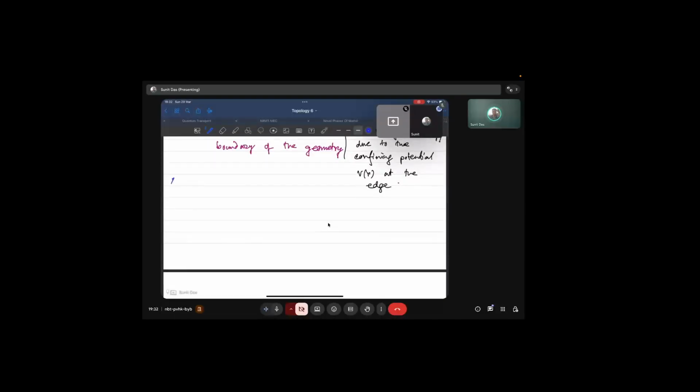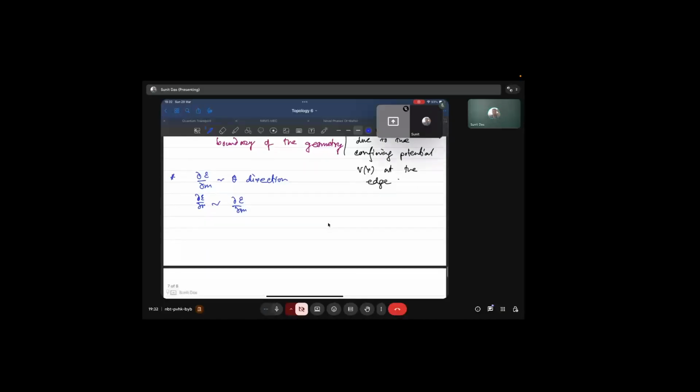Essentially what we have is that del epsilon del m is kind of a velocity here, and it represents the theta direction, right? And that is because del epsilon del r is equivalent to del epsilon del m. M and r are related. So this del epsilon del m represents velocity in the theta direction.